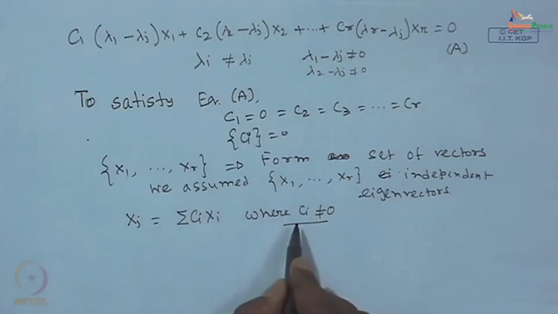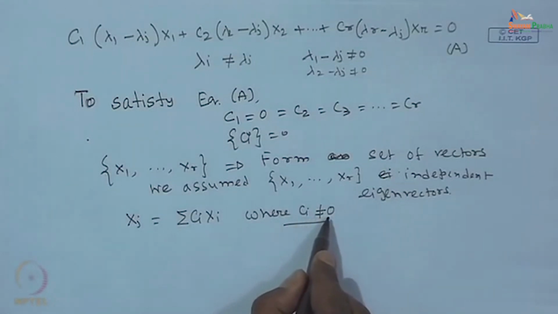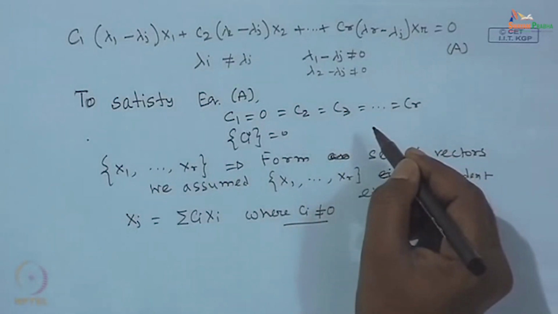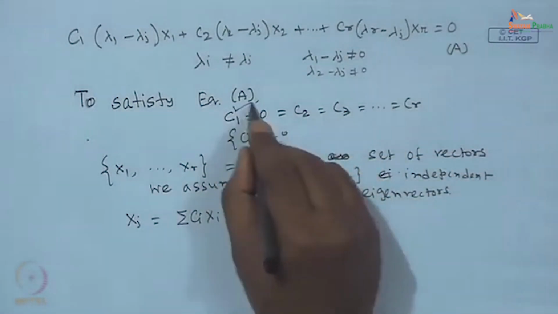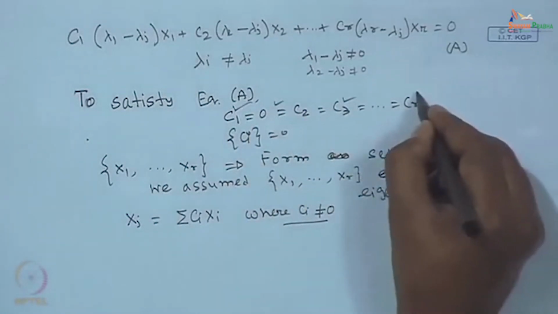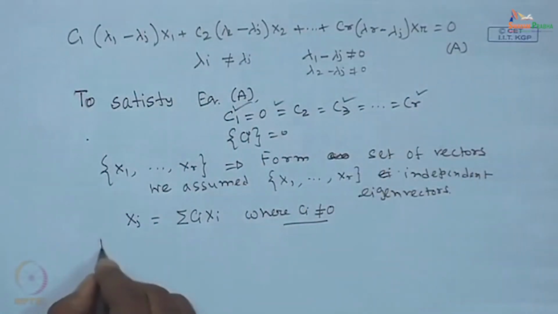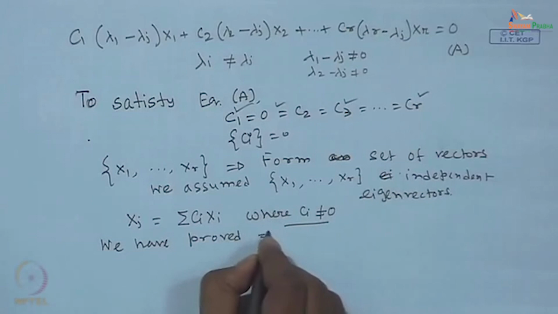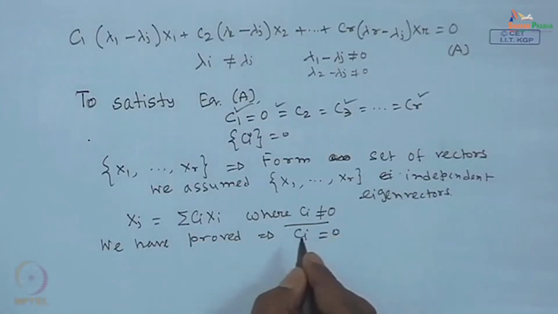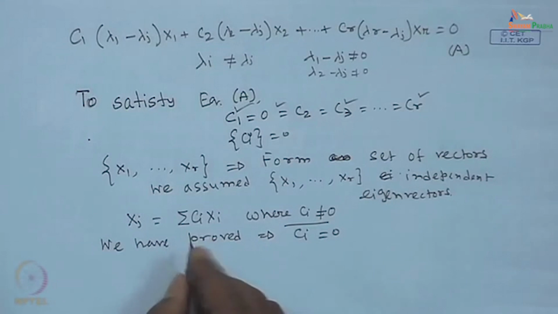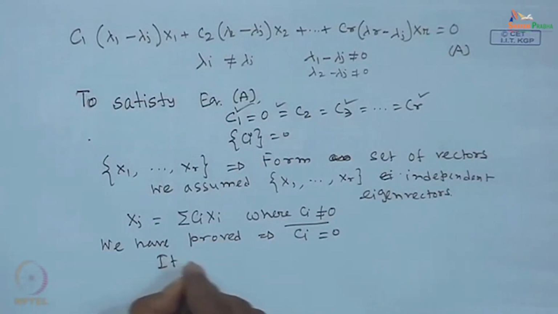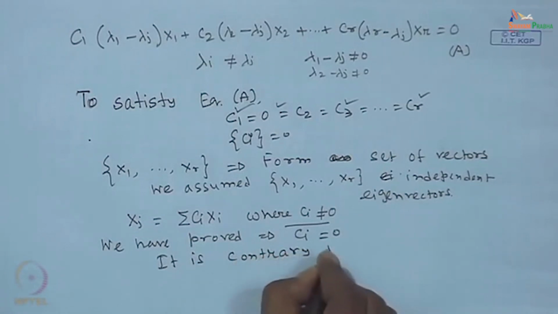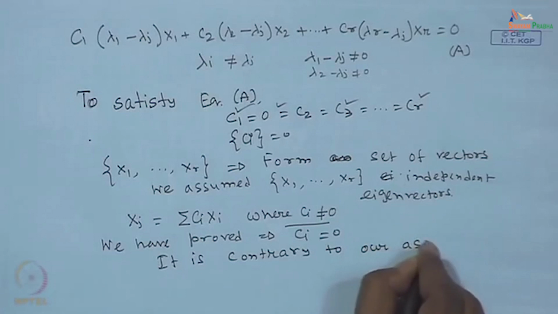So, we assumed that C i was not equal to 0, but what we have proved goes contrary to our assumption, that each of them will be individually equal to 0. So, we have proved that C i must be equal to 0. So, it contradicts our assumption. It is contrary to our assumption. This is called a negative proof.